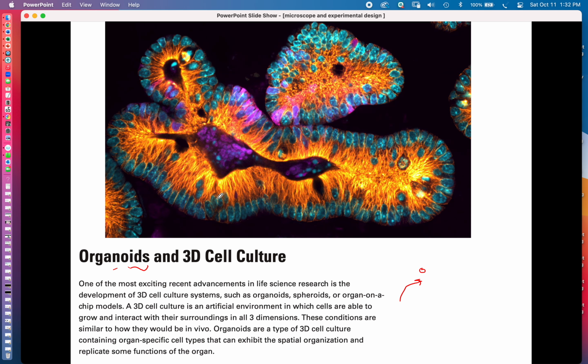And so these organoids are very small, but that's still kind of big to try to collect that image under high magnification in a microscope. And so it's very helpful for light sheet to look at some of these bigger objects.